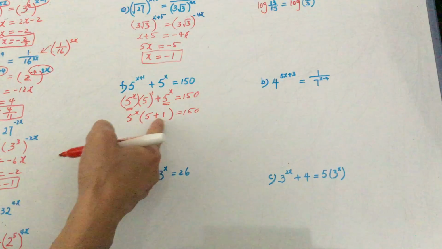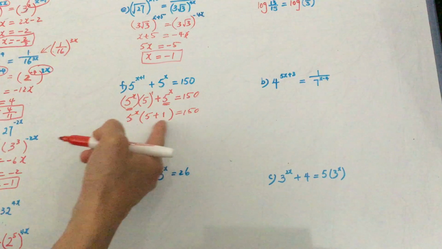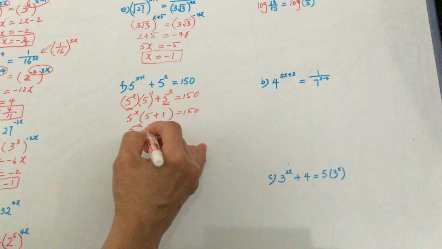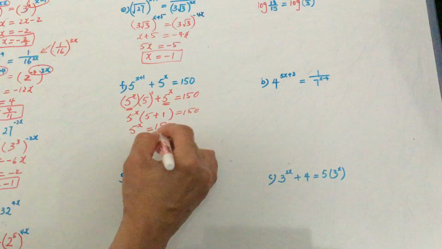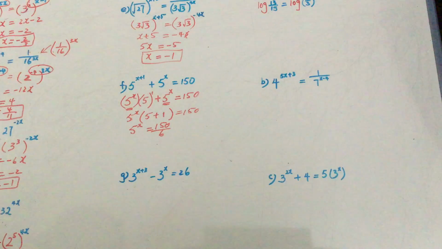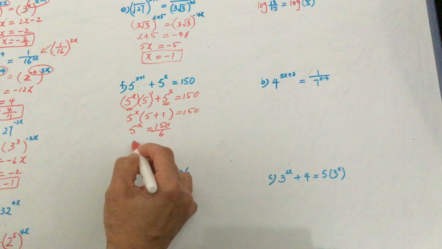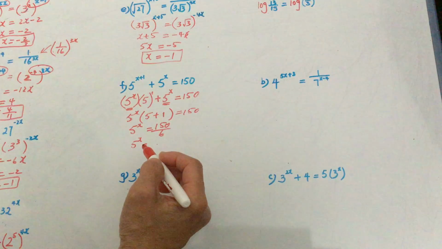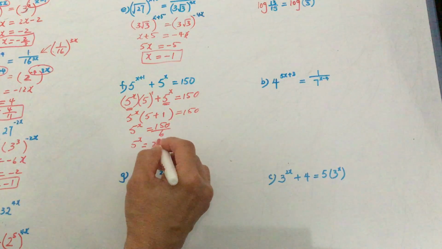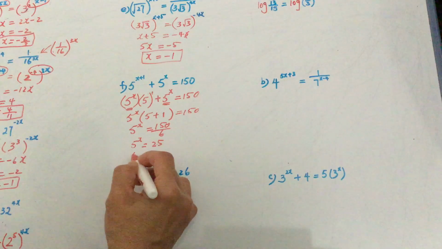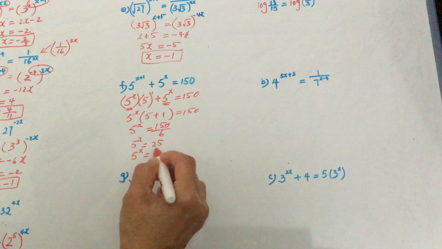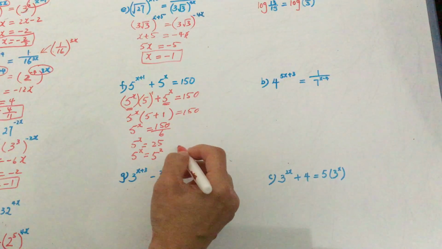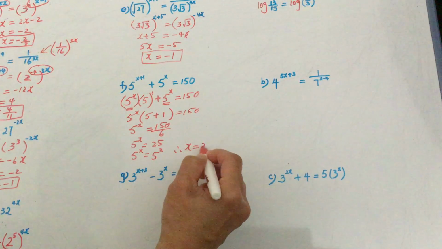And knowing that this will give you 6, when you divide both sides by 6, you end up with 5 to the x equal to 150 divided by 6. And 150 divided by 6 is going to give you 25. So now that will be easy, because 25 can go into 5 to the power of 2, therefore x must be equal to 2.